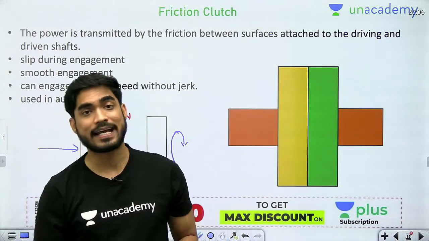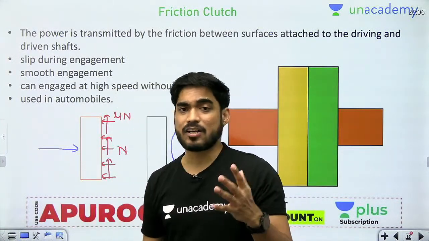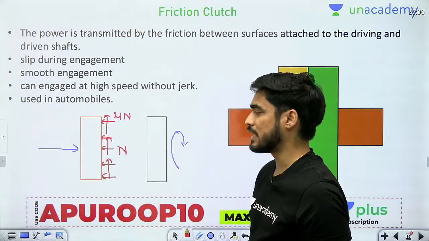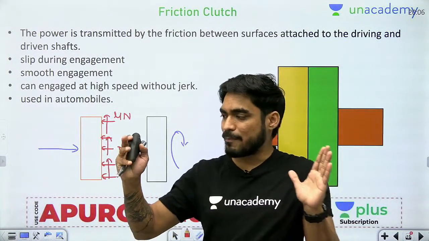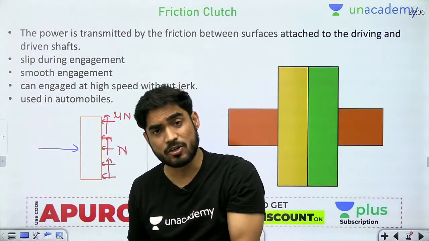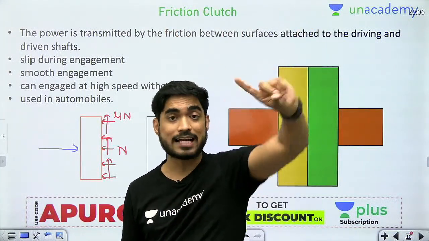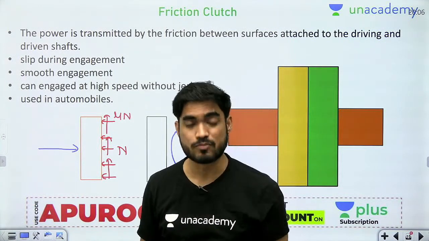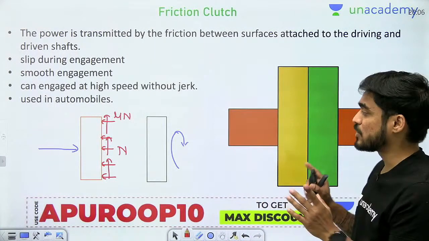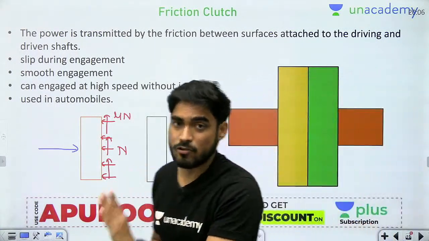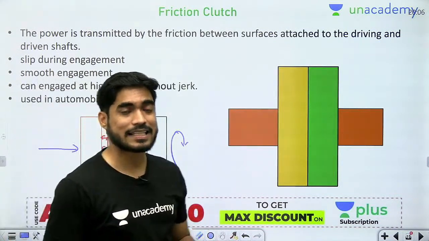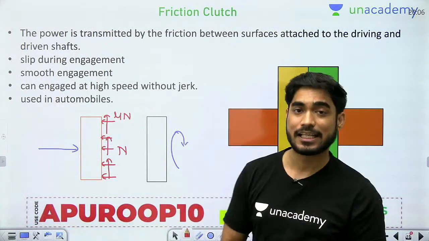Now what do we mean by smooth engagement? See, the speed of this second part will not go suddenly from 0 to 100. If this is rotating at 100, this is at 0. So when I will be applying the force, it will not go suddenly from 0 to 100. It will go 0 to 100 smoothly, gradually. So that's why the engagement is gradual, the engagement is smooth, and due to this, even if you are engaging it at high speed, there will be no shock, there will be no vibration. So that is the advantage of friction clutch, that there is no shock and vibration during the engagement, okay?